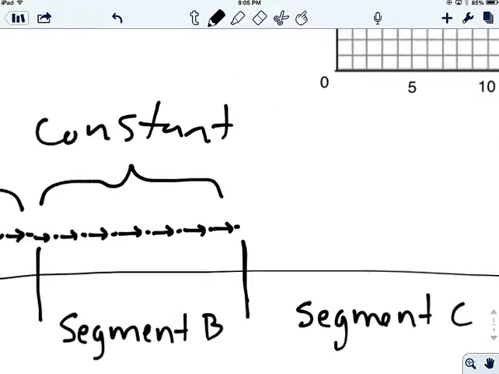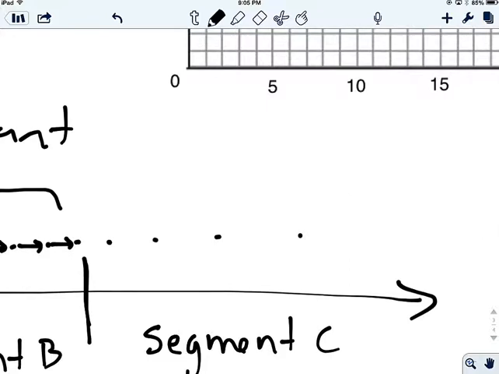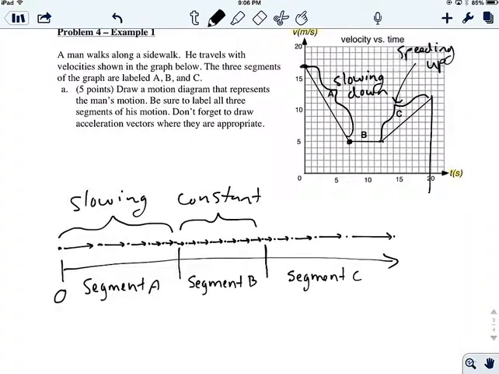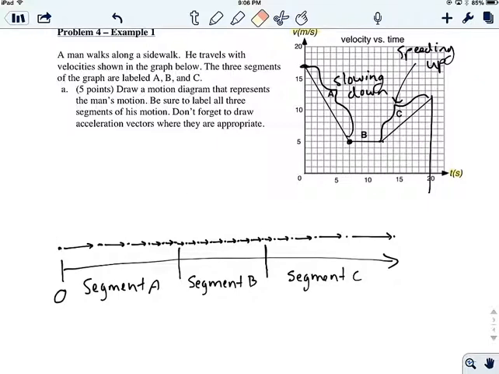So speeding up, now my dots are going to start off close, and they're going to get a little farther, and a little farther, and a little farther. All right. So I'm going to go kind of like this. All right, so now I show it speeding up. My lines are getting longer. Okay, so I've got my slowing down, my constant, and my speeding up sections. So my dots are good, but I'm not done, okay?